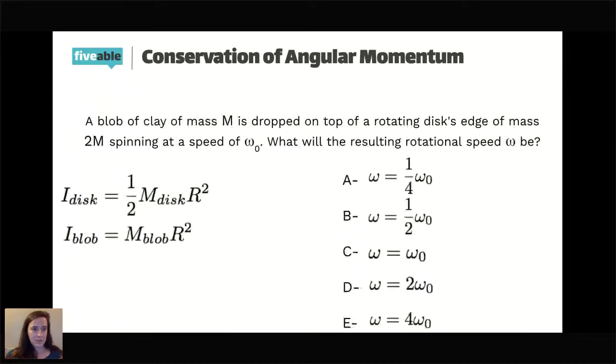This is a system where we have a blob of clay dropped on top of a rotating disk. So our system is the disk and the blob of clay. A blob of clay of mass m is dropped on top of a rotating disk's edge of mass 2m, spinning at a speed of omega naught. What will the resulting rotational speed omega be?